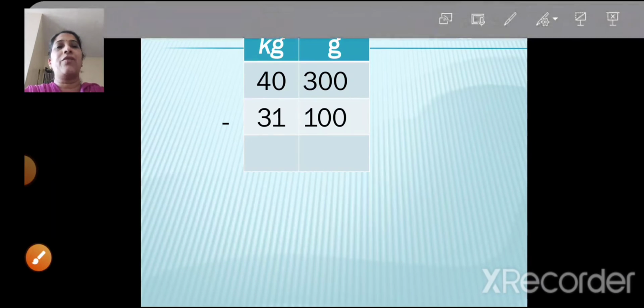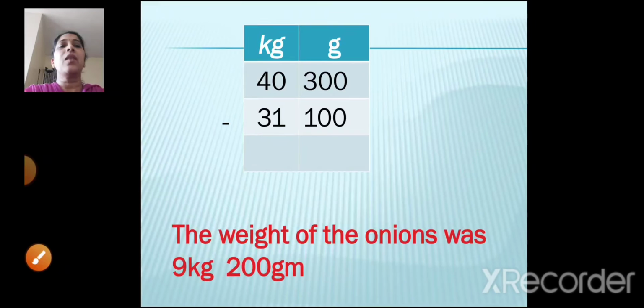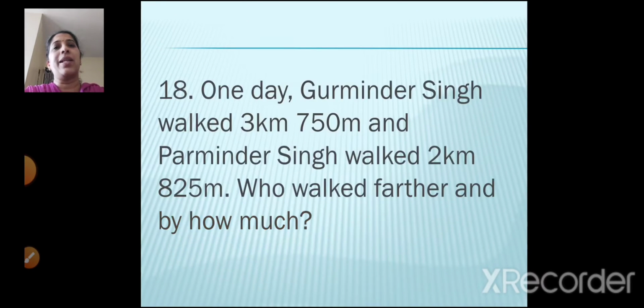So we will write the final answer. The weight of the onions was 9 kg 200 gram. So I hope students you have understood this word problem, because there are two parts in it. First we carried out addition and then we carried out subtraction. Let's move to the next word problem.